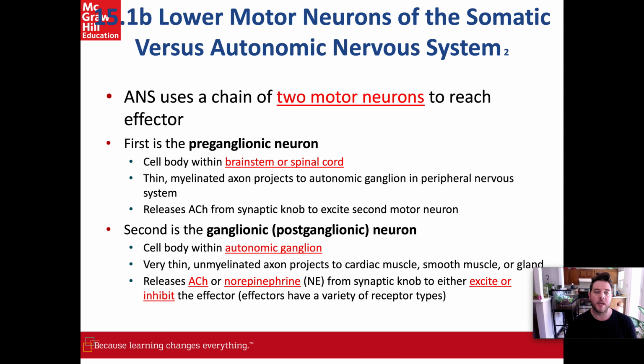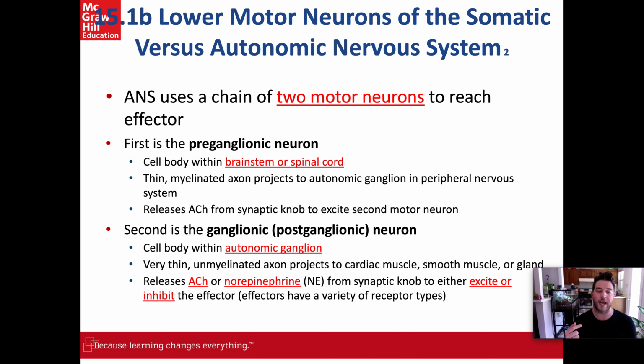The autonomic nervous system uses a chain of two neurons to reach its effector. The first one is called the preganglionic neuron. If you remember, ganglion refers to the cell body. So the preganglionic neuron houses its cell body within the brainstem or the spinal cord. It has a thin myelinated axon, so it's going to be a little bit slower because it's thin, that projects into the autonomic ganglion in the peripheral nervous system. It releases acetylcholine from the synaptic knob to excite a second motor neuron. So in your ANS chain, you have two motor neurons. The first one is the preganglionic. It's going to release acetylcholine to excite the second neuron.